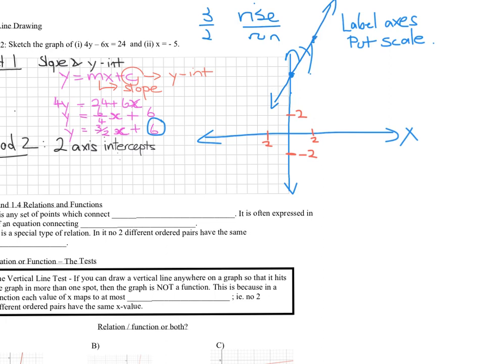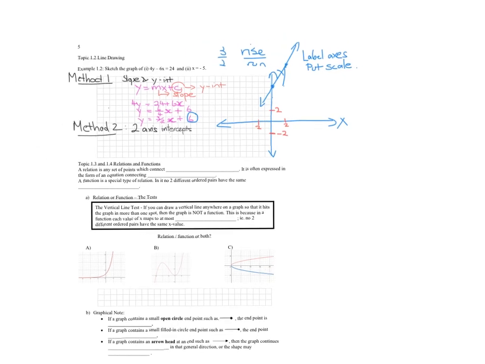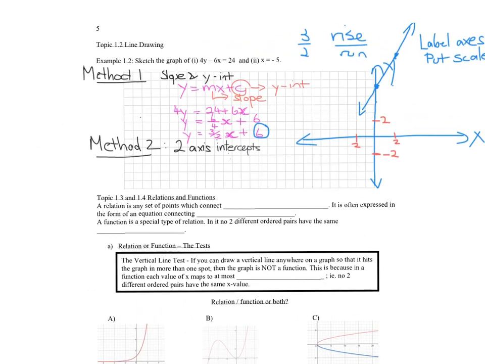So that's one way we do it. We do it using slope-intercept. But we can also do it using the axis intercepts, and what you would find is that you get exactly the same graph.